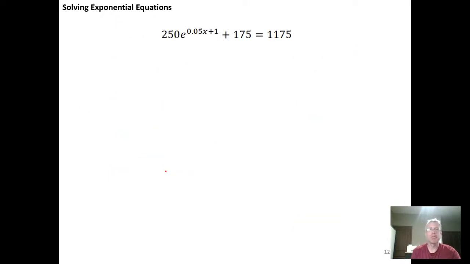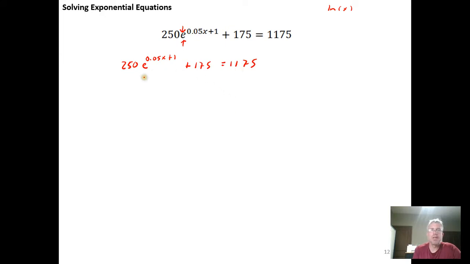So a little bit more complicated example. In this case, we still want to use the inverse function for exponentiation base e. Here's our exponential function with base e. So we know that the natural log function is going to be the inverse function, but the first thing that we need to do is isolate the base e exponential function. And we're going to isolate it by using algebra. So we'll go 250 e to the 0.05 x plus 1 in the exponent position plus 175 is equal to 1175.